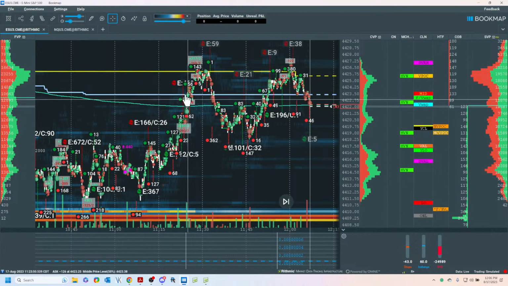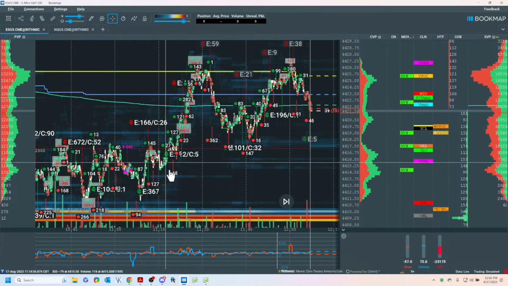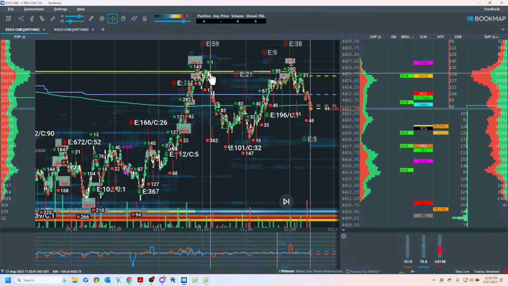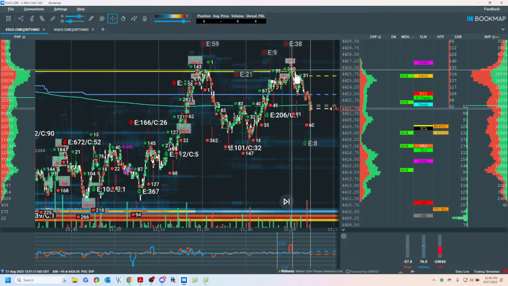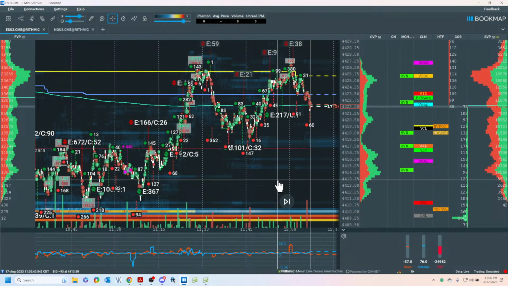Does that make sense? By the way, do you notice something right here? I didn't even see this. I'm not looking at this. Too high. I'm not paying that. VPOC migration microstructure. It's a potential short, not a recommendation.